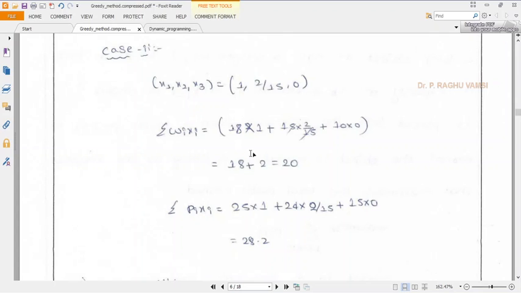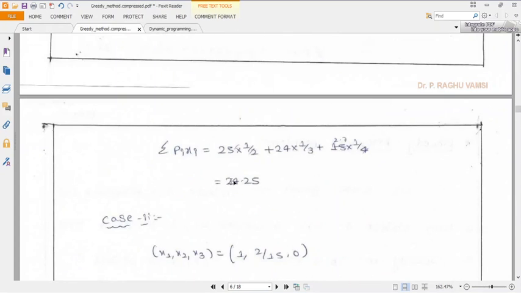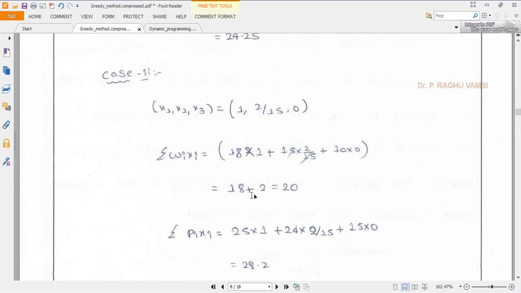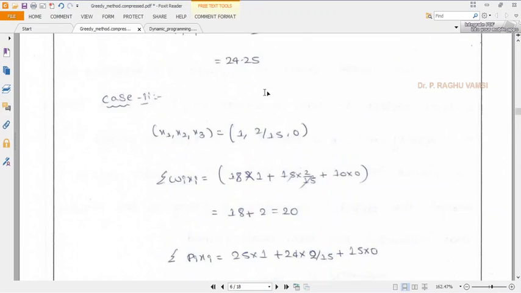Then I didn't consider the third one. In such a case, the weight comes up to 18 plus 2 is equal to 20. That means Wixi is less than or equal to m, which is 20. This is satisfied. Now 25 into 1, the full value, next 24 into 2 by 15, plus 15 into 0. Here the profit we got is 28.2. Previously we got 24 and here we got 28.2, and the weight is 20, whereas previously the weight was 16.5, which also satisfies the condition.